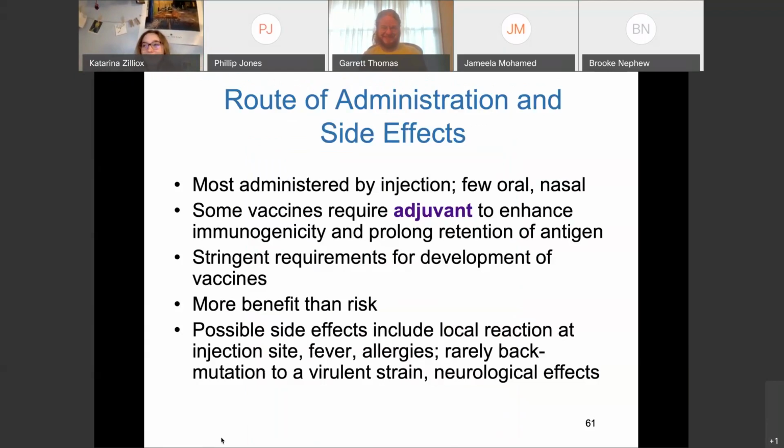All right. Most vaccines are administered by injection, or you can do a nasal one. What we want to do is give you the antigen in some kind of dead or attenuated form, so hopefully your immune system will recognize it as foreign and make some antibodies to it. That's the whole theory behind it.